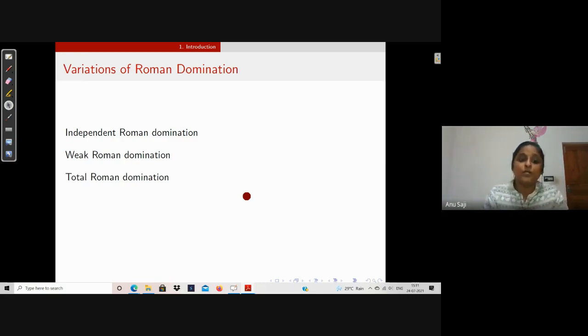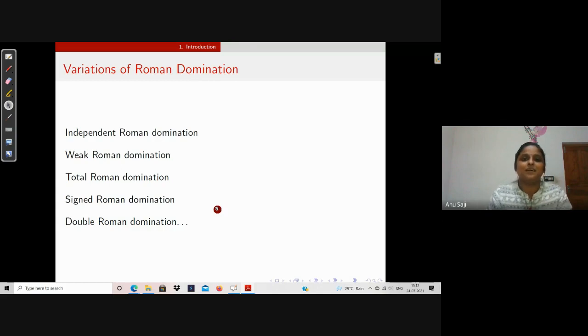Another variation is total Roman domination. In this concept, the mapping is similar to Roman domination, but the vertices with the non-zero value induce a subgraph which has no isolated vertices. Another variation is signed Roman domination. In this concept, the mapping is from the vertex set to the set {-1, 1, 2}, with some conditions. And we focus on this one, double Roman domination.